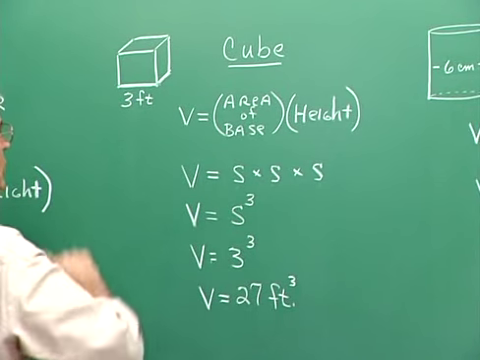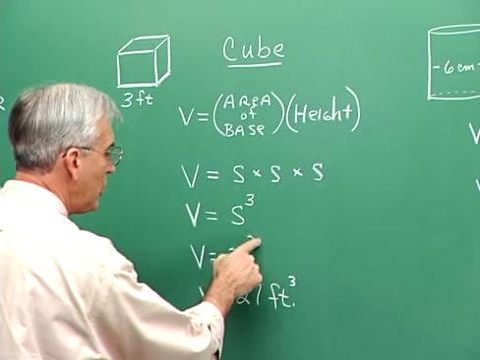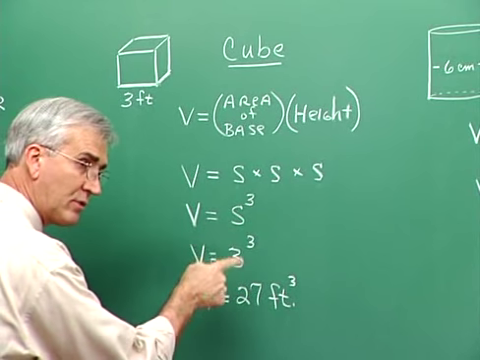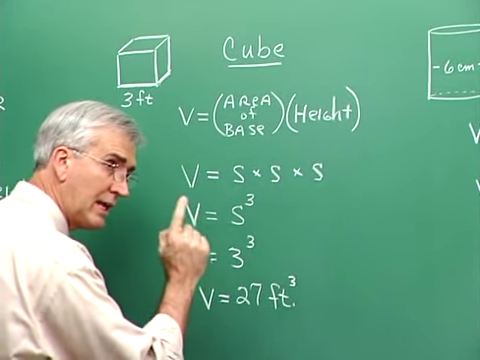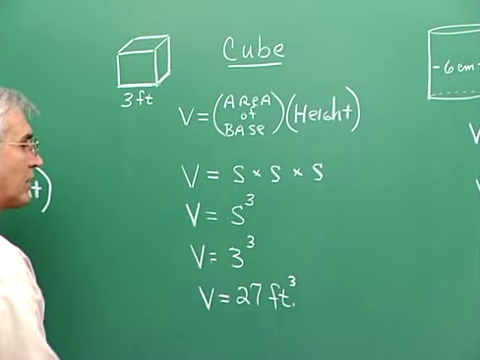And if the cube is 3 feet on a side, then we would replace S with 3. Now cubing means we have 3 factors of this base. So it means 3 times 3 times 3. 3 times 3 is 9, 9 times 3, 27. So the volume of the cube is 27 cubic feet.